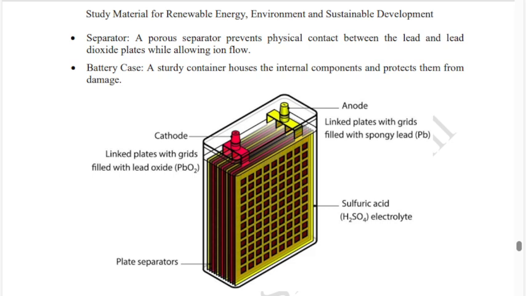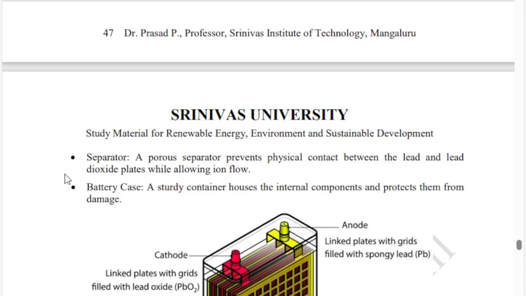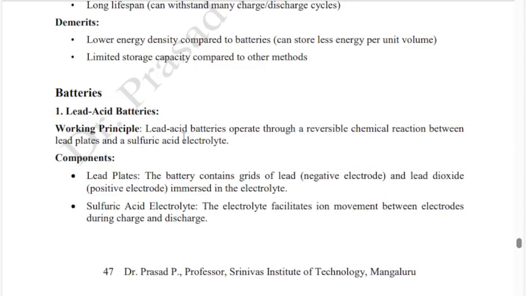I have not given the reaction in the notes as such. That's why I took it separately, because reactions are not so important. That is important for chemistry people only. For an engineer, I don't think you have anything to do with the reaction. So the reaction is not given, only the working principle is given. This is how it works: lead acid batteries operate through a reversible chemical reaction between lead plate and sulfuric acid.